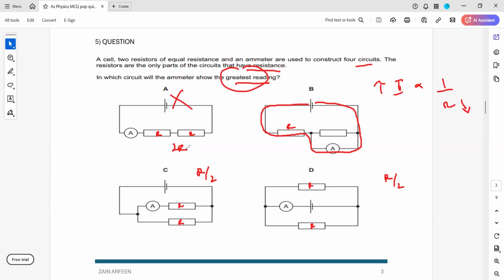So it cannot be A because A has twice the resistance. It cannot be B as well, because B also has a resistance R. So either C or D can be the answer.